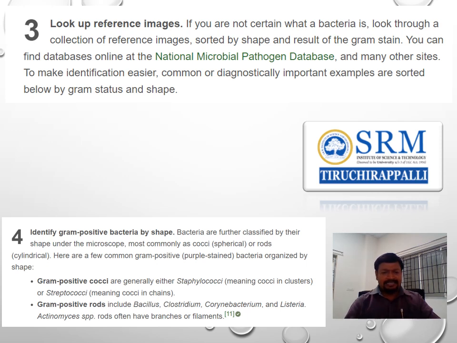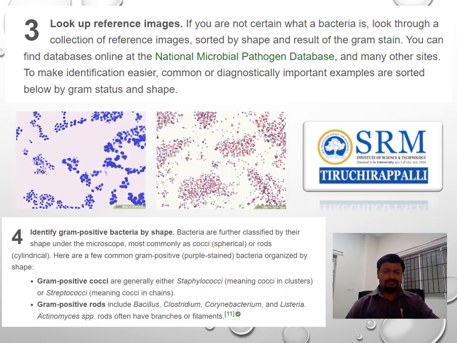Identify Gram-positive bacteria by shape. The bacteria are further classified by shape under the microscope, most commonly as cocci, spherical in shape, or rods, cylindrical in shape. Here are a few common Gram-positive purple strains. Gram-positive cocci include staphylococci, meaning cocci in clusters or grape shape, and streptococci, meaning cocci in chains. Examples of Gram-positive rods include Bacillus, Clostridium, Corynebacterium, and Listeria. Actinomyces species are rods that have branched or filamentous sections.